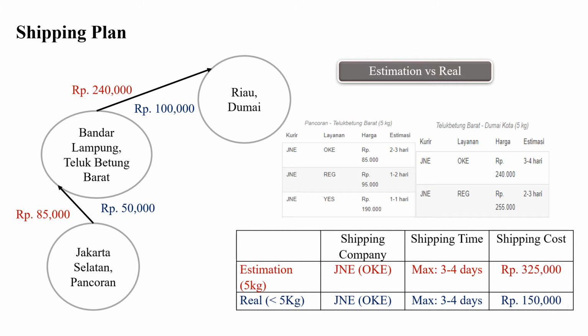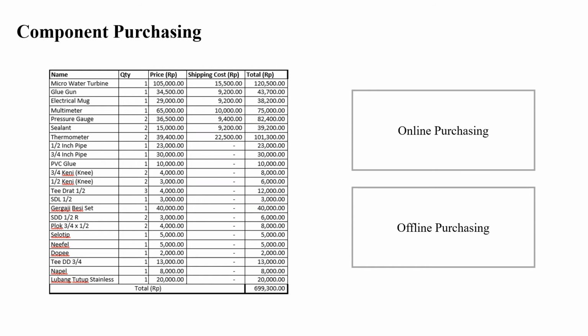To make the steam engine experiment that we have designed, we need the components that are listed in this table. And the total price for all components is about 700,000 rupiah. And these components we can obtain from online purchasing and also offline purchasing.